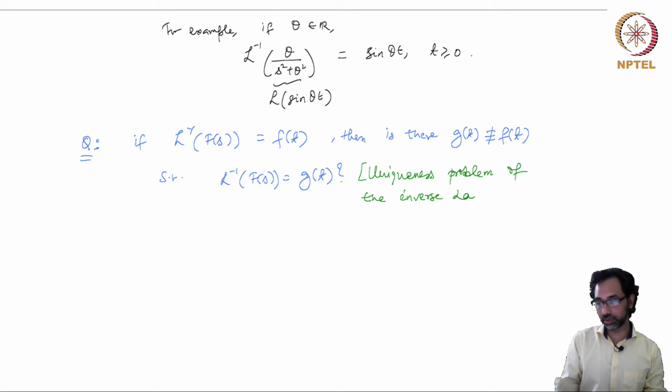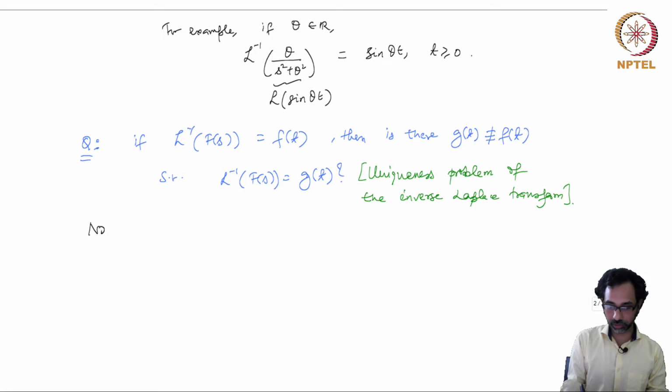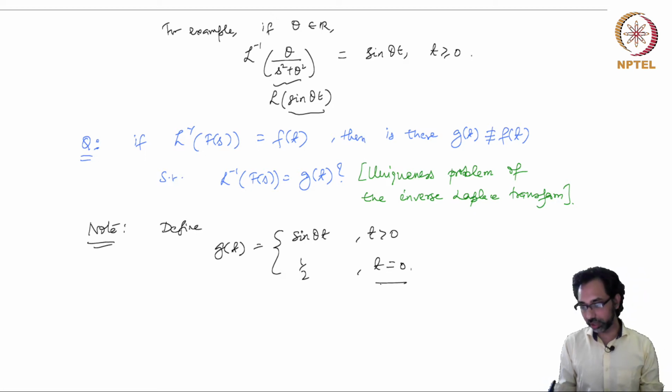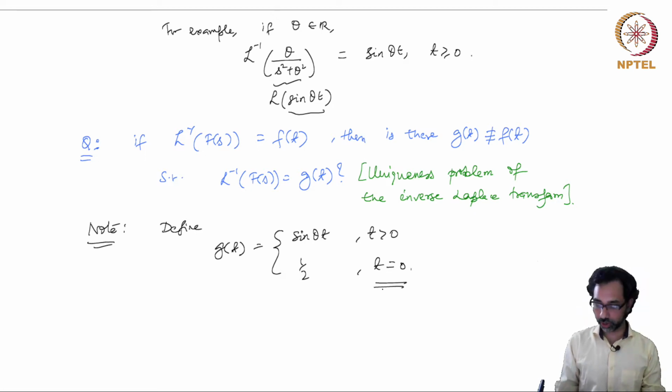Inverse Laplace transform. So note here that if I define a function g(t), changing my function sine(theta t) to a new function g(t), which is defined as sine of theta t for t greater than 0 and, let us say, half for t equal to 0. So I am just changing the value of the function at just one point.